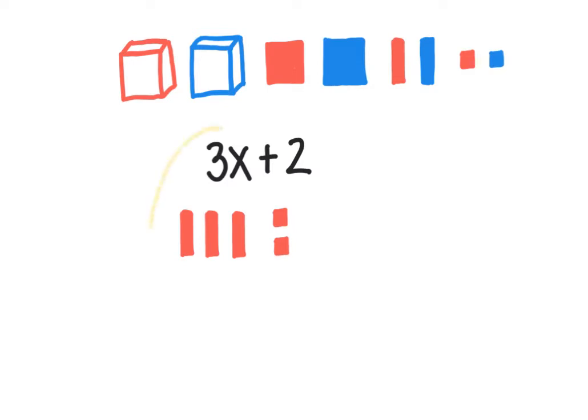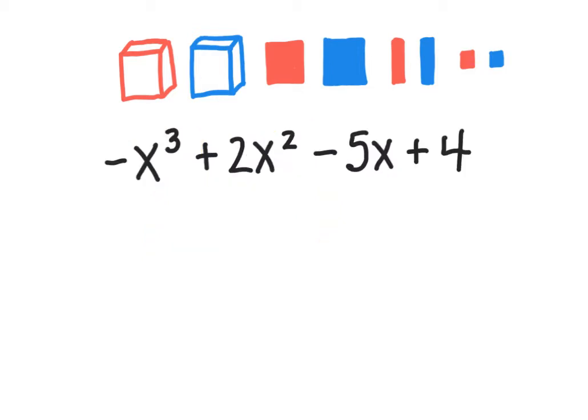The 3x is represented here by 3 of the rectangles, and the 2 is represented here by 2 of the little square number tiles. We also know that all of these tiles would be red because each of the terms inside of our expression are positive. There's an imaginary plus sign out front of the 3x.